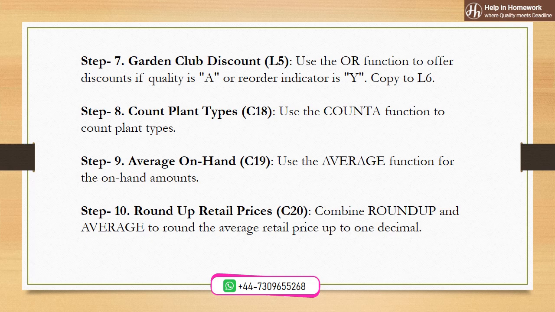Step 8. Count plant types. C18: Use the COUNTA function to count plant types. Step 9. Average on hand. C19: Use the AVERAGE function for the on-hand amounts. Step 10. Round up retail prices. C20: Combine ROUNDUP and AVERAGE to round the average retail price up to 1 decimal.